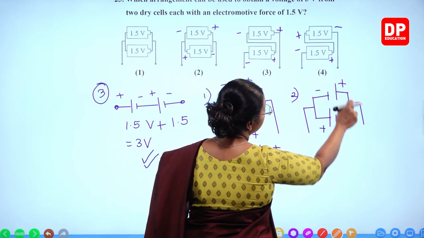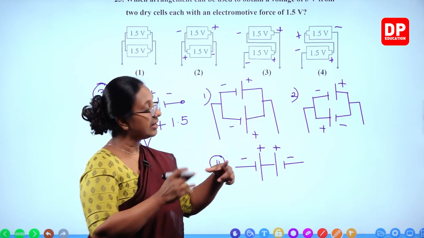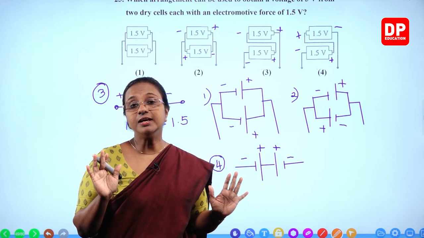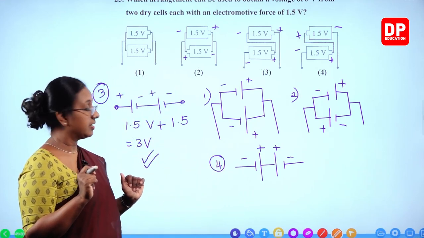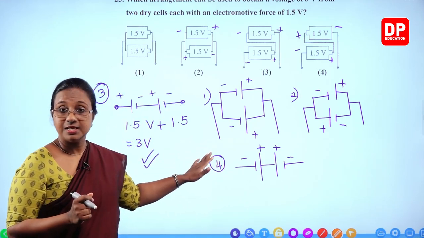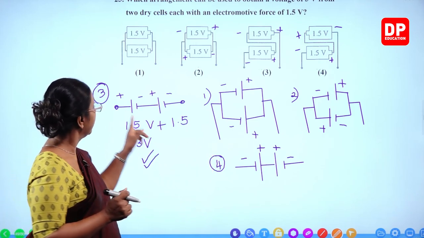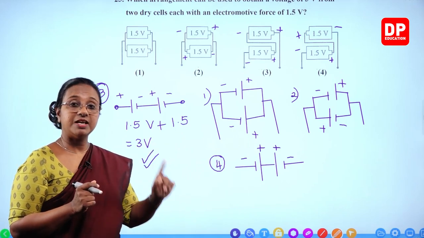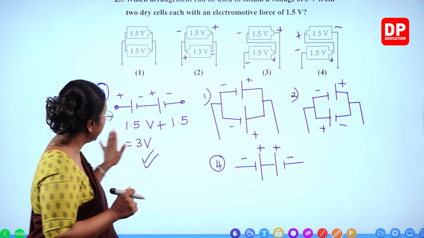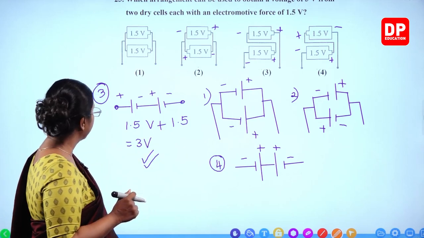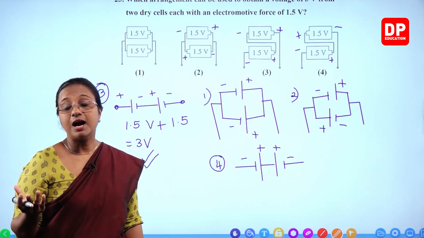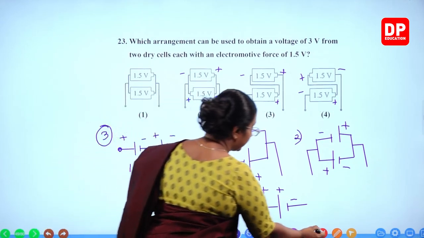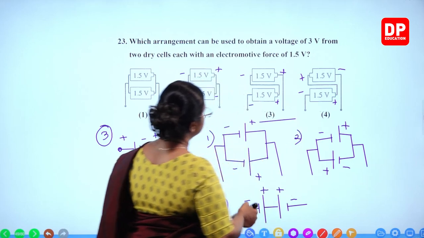Here, although they are alternately connected, 2 batteries are connected from both terminals, then also you won't get the proper potential difference. You need to have them connected in a serial manner, and also the alternating terminals, positive, negative, like that. Then only the potential will add up and you will get the required output. Is that clear? So here, the correct connection is the third answer.